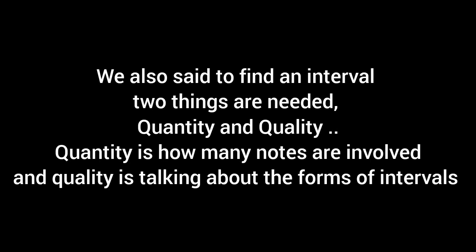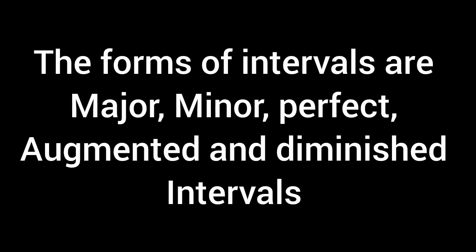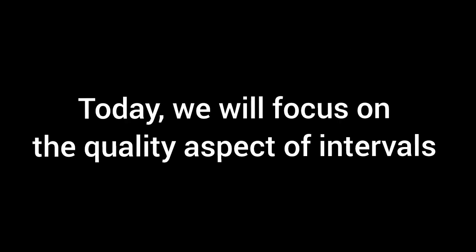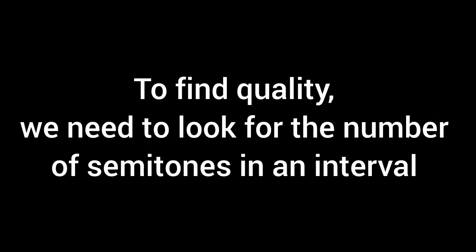Okay, we also said that to find intervals, two things are involved. We have the quantity and the quality. For quantity, we are talking about how many notes are involved, while for quality, we are talking about the forms of intervals. And the forms of the intervals are major, minor, perfect, augmented, and diminished. Remember that? Okay, so today we want to focus on the quality aspect of intervals, and to start that, we are going to find the number of semitones.